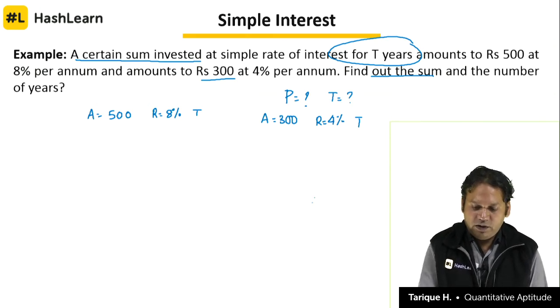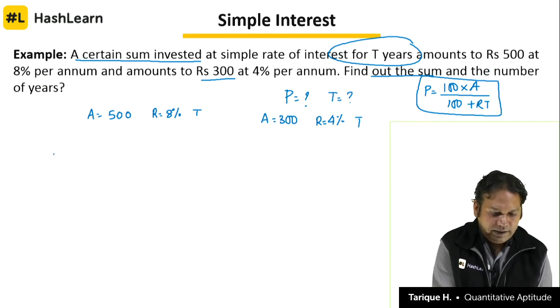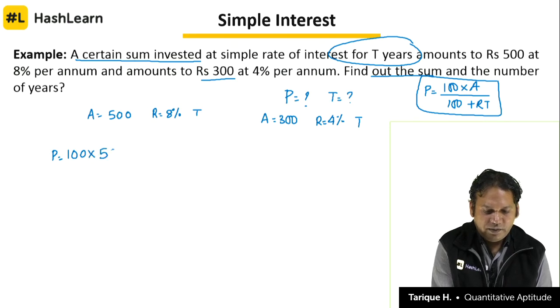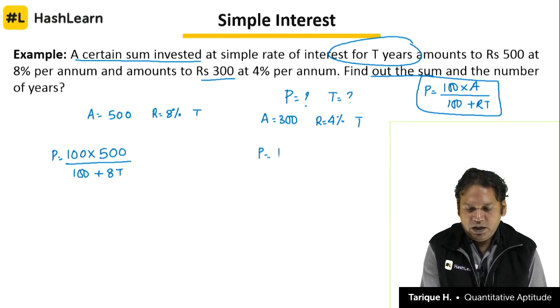Now we have seen earlier the formula for principal. So principal is equal to 100 into A by 100 plus RT. This formula I have given to you. You can use this formula here to solve this question. Let us say in the first case principal is equal to 100 into A, which is 500, divided by 100 plus 8T, R is 8, time is T. And in the second case principal is equal to 100 into A, that is 300, divided by 100 plus RT, R is 4, time is T.